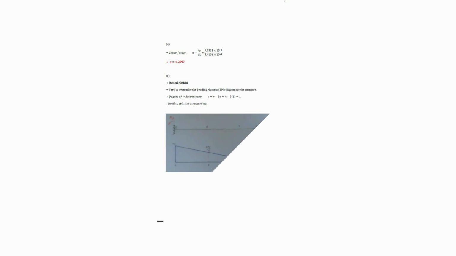Q2 D. To determine the shape factor. 1. Calculate shape factor. The shape factor is the ratio of the plastic modulus to the elastic modulus. 2. Interpret shape factor. This factor indicates how much more the section can resist bending in the plastic range compared to the elastic range. A higher shape factor means the section is more efficient in the plastic range.